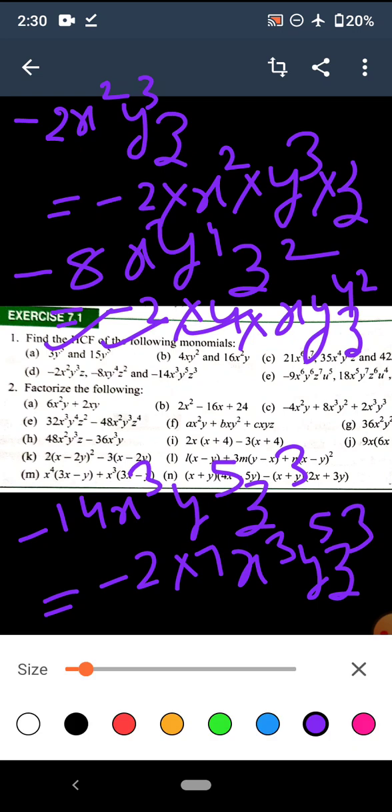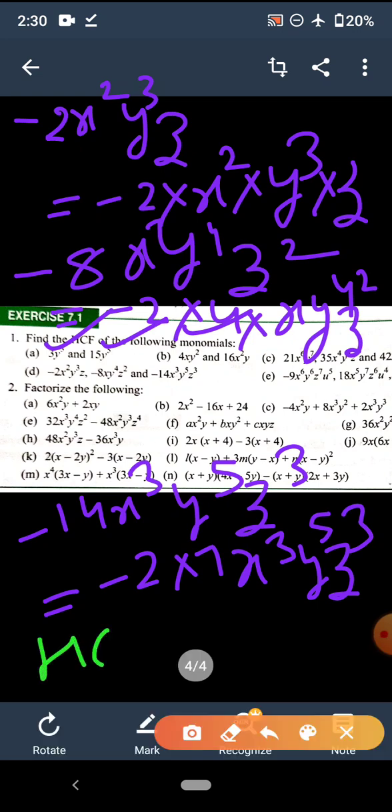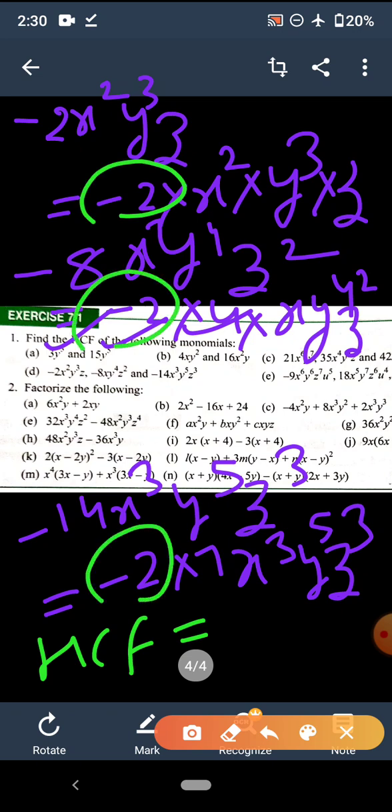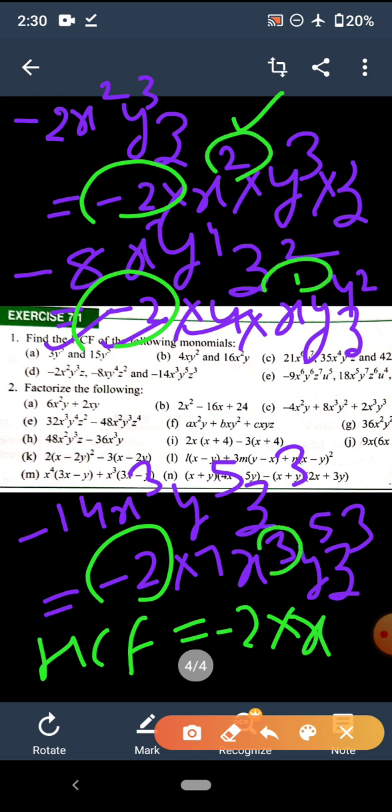Now take the HCF. How will we find the HCF? Firstly take the common number. So what do you find? Minus 2 is common. Then take the least power of the variables. Here the power of x is 2, here the power of x is 4, here the power of x is 1. So take the least power, 2x.